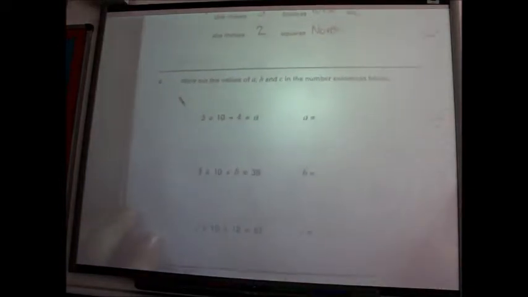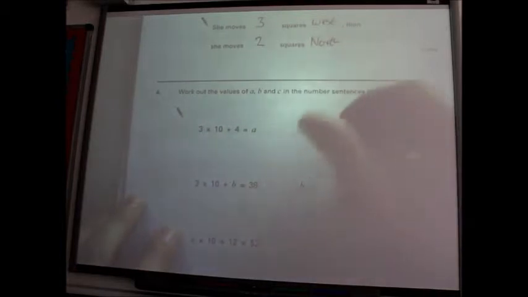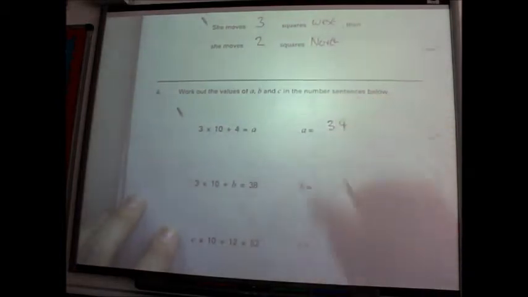Question 4. Work out the values of A, B and C in the sentences below. So 3 times 10 add 4. 3 times 10 is 30. Add 4 is 34.